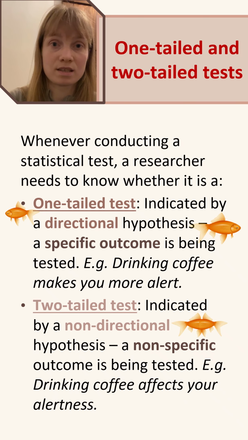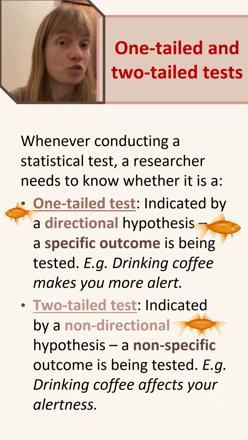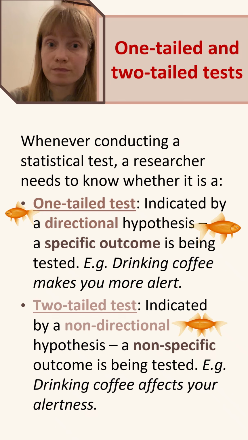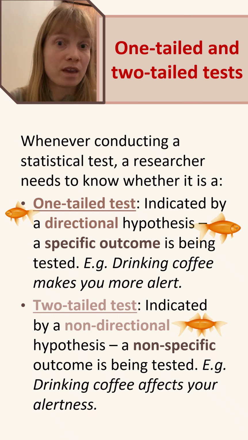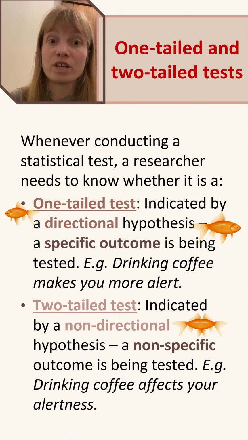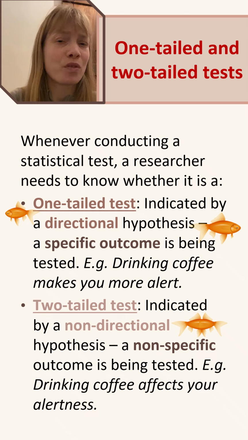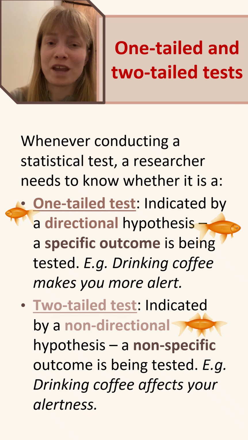A one-tailed test comes from a directional hypothesis where we predict a specific outcome. For example, drinking coffee makes you more alert. A two-tailed test comes from a non-directional hypothesis where we only say drinking coffee affects alertness without predicting how. So the tail refers to whether the researcher is testing one specific direction or both possible directions. Use the hypothefish reference as a memory aid.